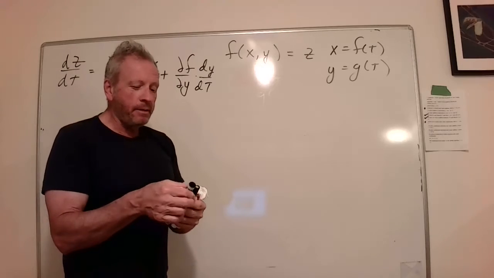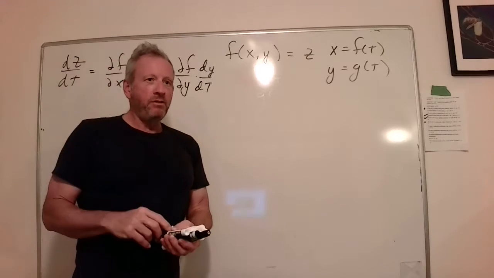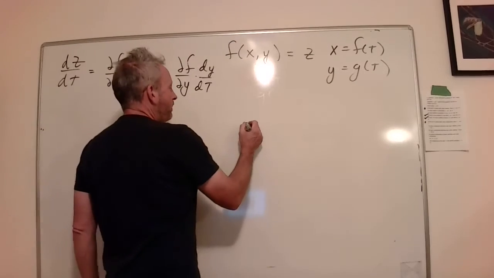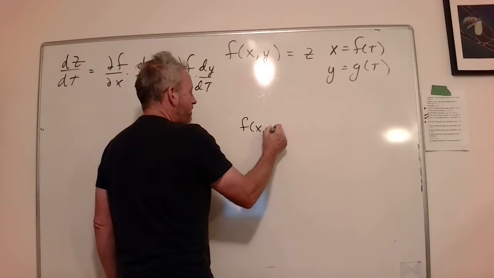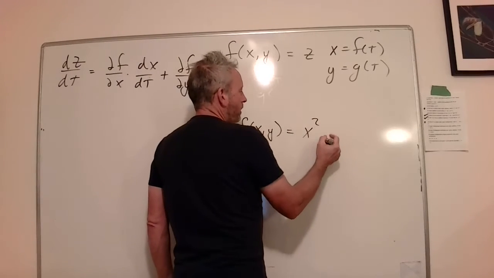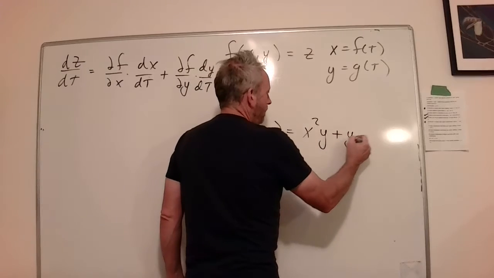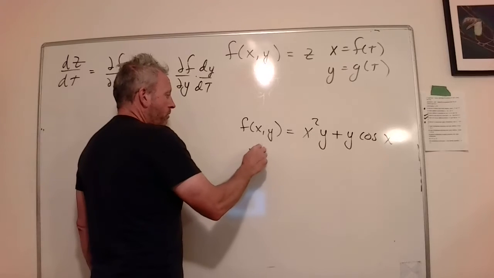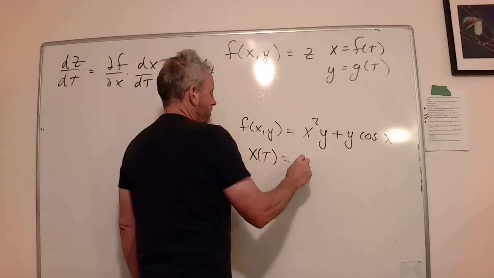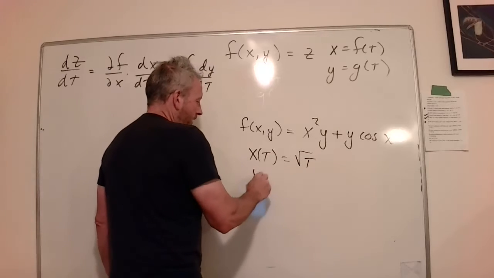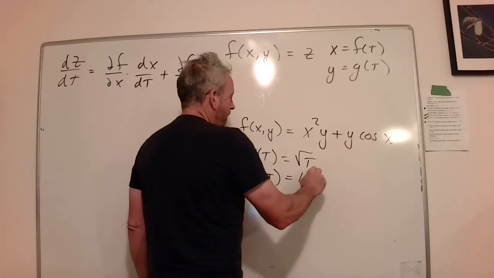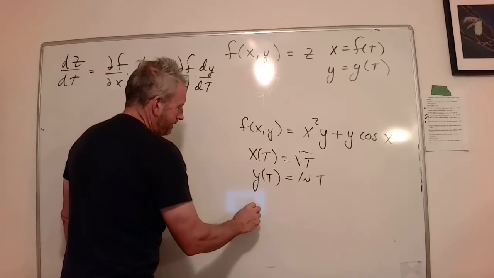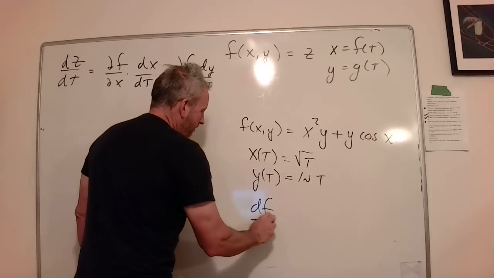And as soon as I write down the example, you should raise your hand and say, hey, but wait a minute, why don't we? So here's an example function. Let's say we had f of x comma y equal x squared times y plus y cosine of x. And suppose furthermore that x of t is equal to the square root of t, and y of t is equal to the natural logarithm of t. And the question would read something like, find df dt.